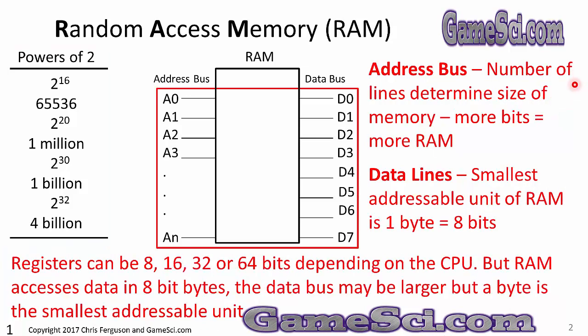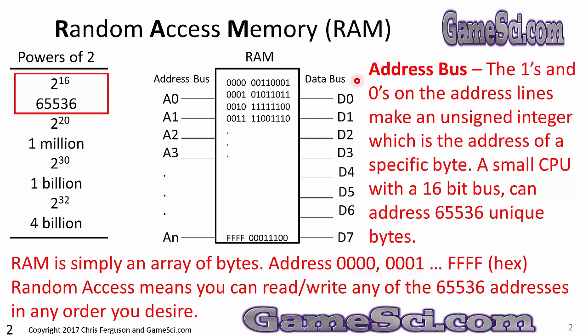Address bus: the number of lines determines the size of the memory. More bits equals more RAM accessible. Data lines: the smallest addressable unit of RAM is 1 byte, or 8 bits of computer memory. Registers can be 8, 16, 32, or 64 bits depending on the CPU, but RAM accesses data in 8-bit bytes. The data bus may be larger, but a byte is the smallest addressable unit. A0 to AN, the number of address bus lines determines the amount of RAM you can access. Data bus D0 through D7 means I'm only moving 8 bits at a time.